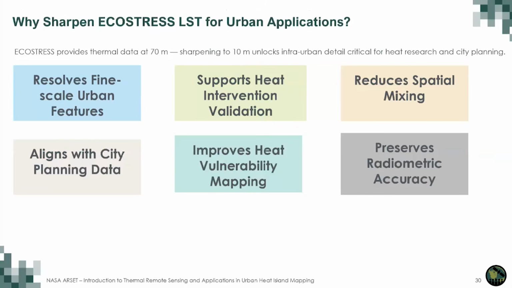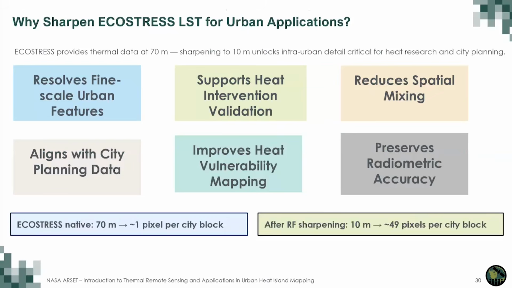It sharpens heat vulnerability mapping in underserved, poorer communities, which is critical, for example, downtown LA. And the last part here is really critical: we apply this residual correction, which we'll go over in detail, which means we actually preserve the radiometric accuracy by normalizing to that of the ECOSTRESS instrument. So we're adding spatial detail, not inventing temperatures, if you will. And I'll show you some of these examples in the next few slides.